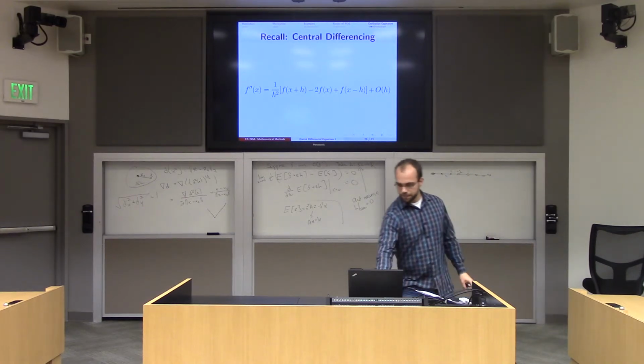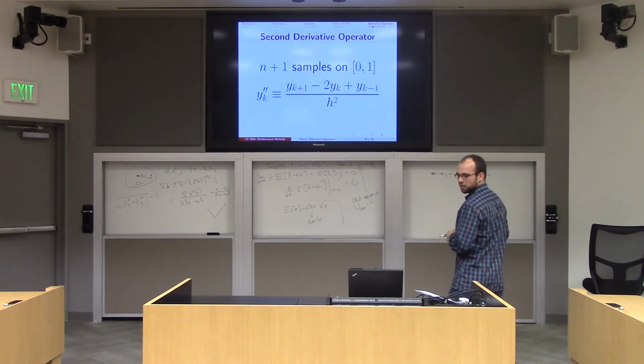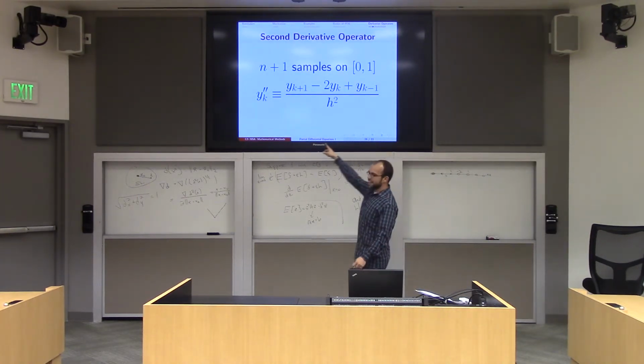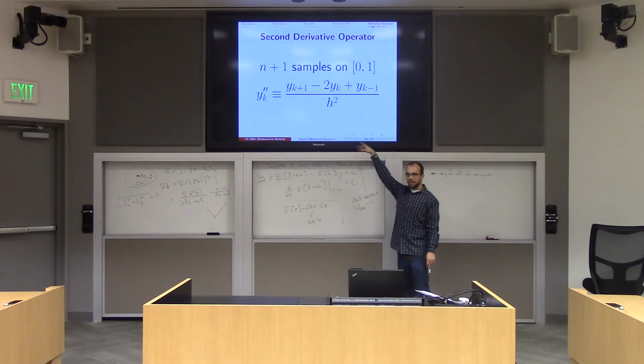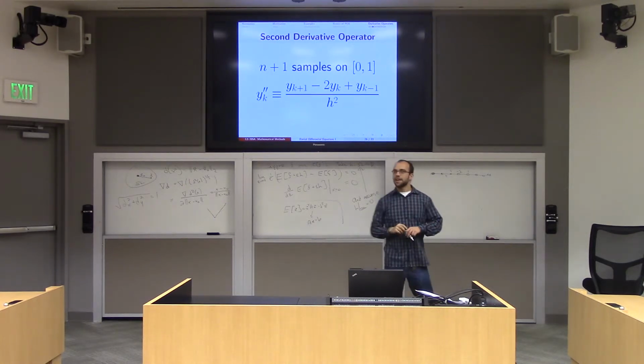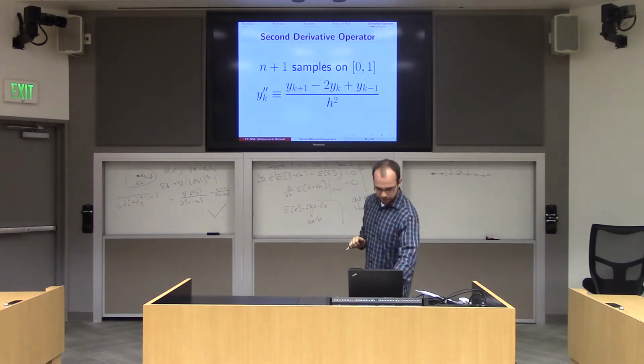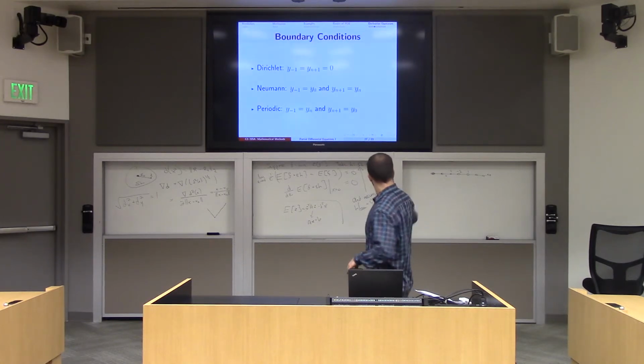In particular, I can make a second derivative operator. So if I have a bunch of y_k's, then to get a bunch of y prime prime k's, at least to first order, I can just apply this formula all the way down the line. Now, I've left out one detail for you guys. Oops, I just drew this stencil there.